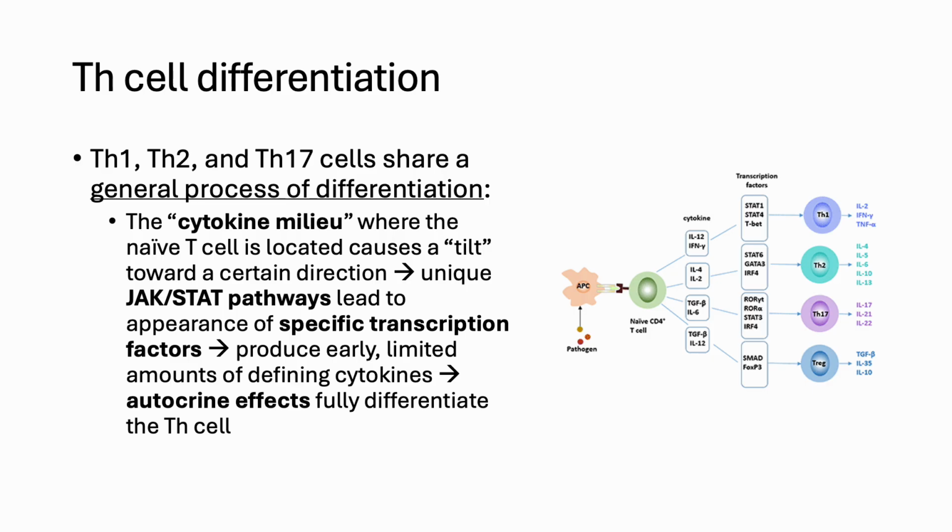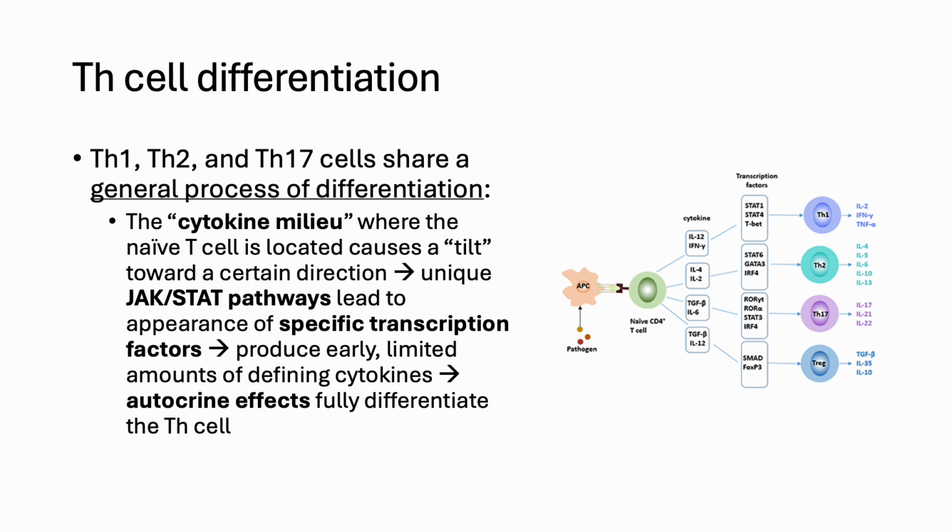Let's return to that Th1, Th2 balance and talk about how we actually get and handle the difference between these two. So I want to introduce the idea of this cytokine milieu, and basically this describes how when you have a naive T cell, the cytokines that surround it can cause it to start generally or just slightly polarizing towards a certain direction.